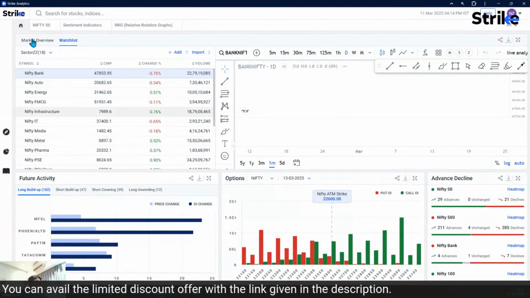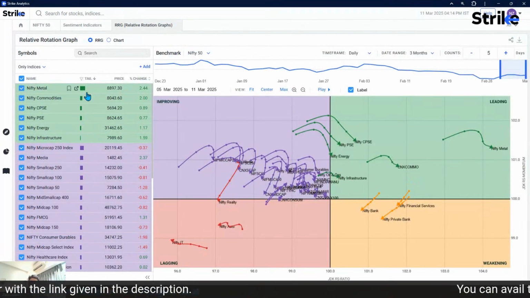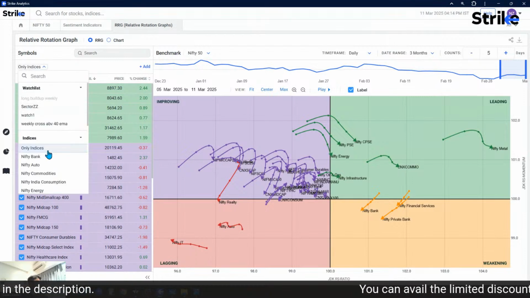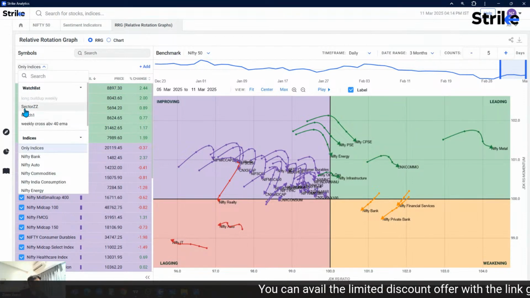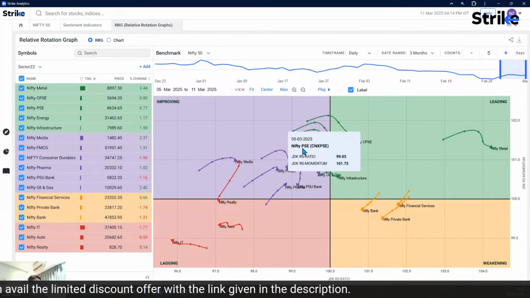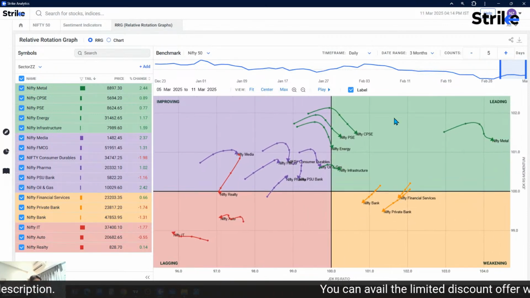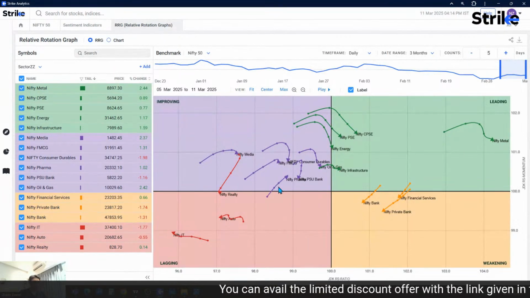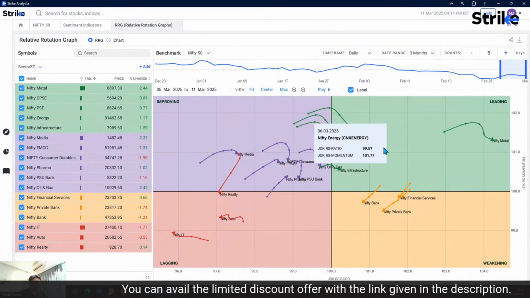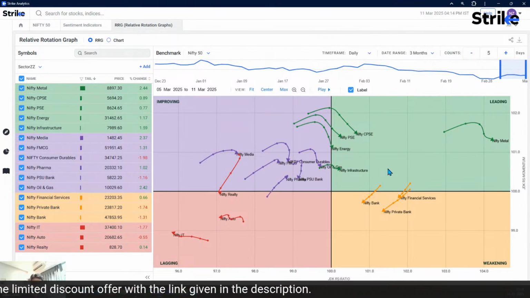Once this watch list is done, you can come to RRG. In RRG, instead of only indices, you can click on the watch list that you have made, the sectors one. What will happen is, the Midcap 250, Midcap 100 and all those broader indices will just go away, and you will get 18 broad sectors over here. You will get the graph of those 18 sectors.